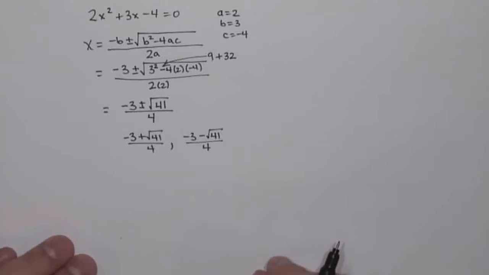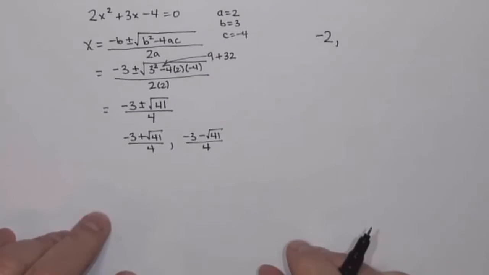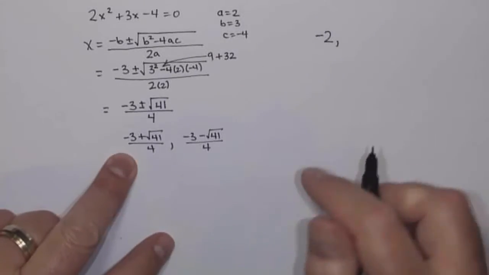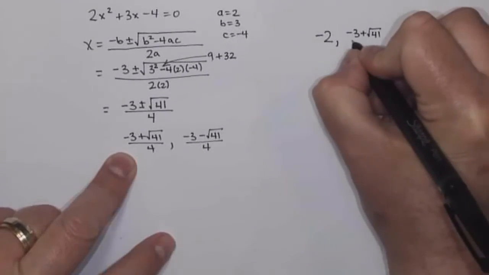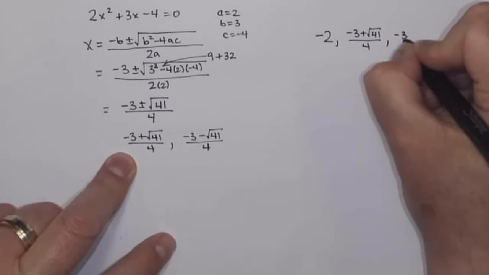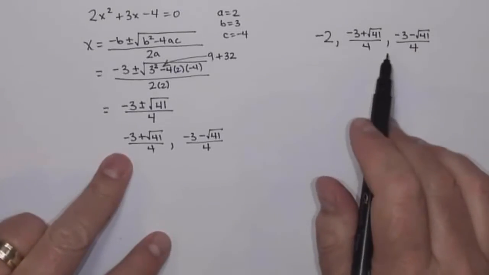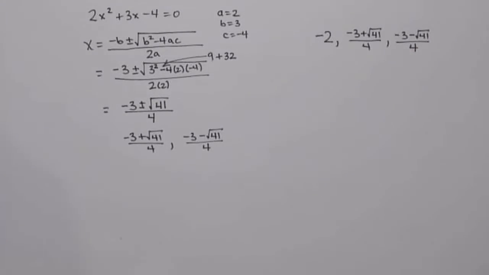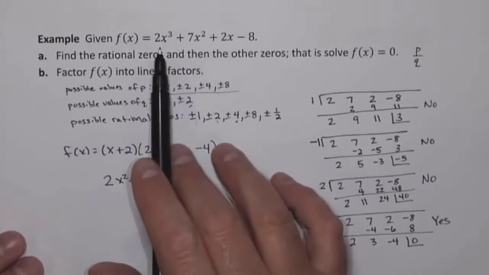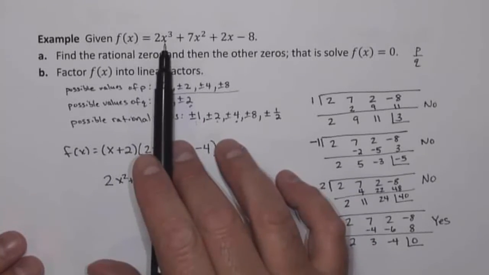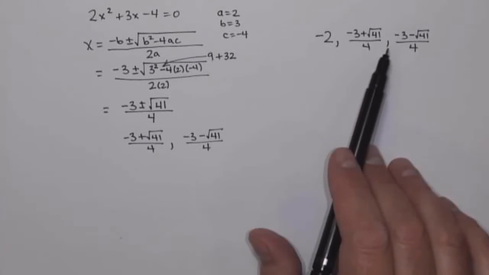So we already had found that negative 2 was a 0. It was the only rational 0 of our polynomial function. And now we know that negative 3 plus the square root of 41 over 4 and negative 3 minus the square root of 41 over 4 are also zeros. So here are our 3 zeros. And incidentally, I didn't mention it before, but we do have a cubic function, and so the fact that we have a cubic function means that we should have 3 zeros. And so we have found those 3 zeros. And so we have those right here.